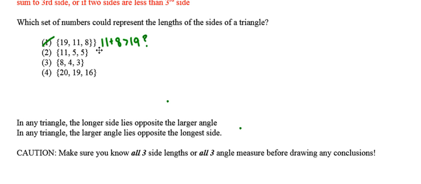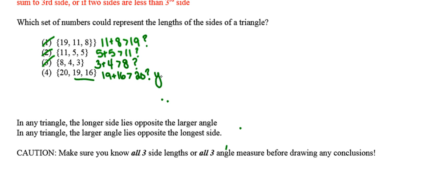The two smallest in number 2 are 5 and 5. If I add those together, I have to see if it's longer than the third side. And the answer to that is no. So those can't be the sides of a triangle. The two smallest in the third example are 4 and 3. And if I add those together, I have to see if they're longer than the third side. And they're not. The two smallest here are 19 and 16. And if I add those together, I do get something that's greater than 20. And since that finally works, I can conclude that that's my answer.